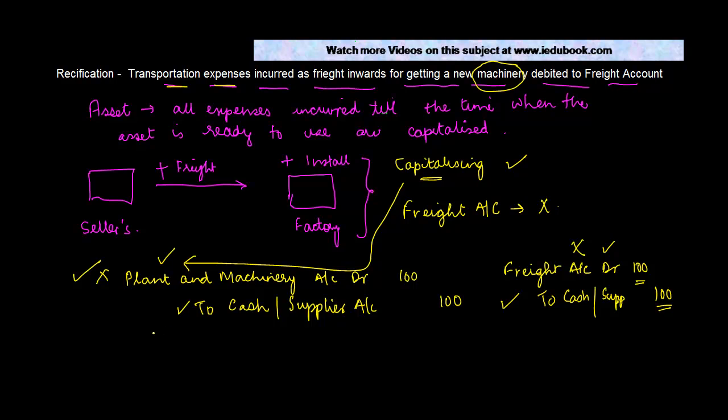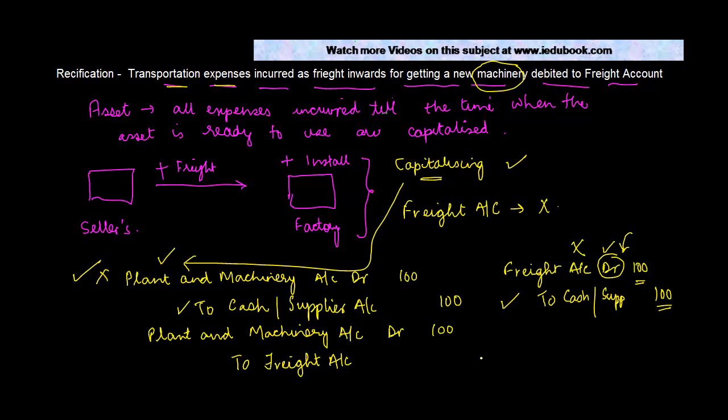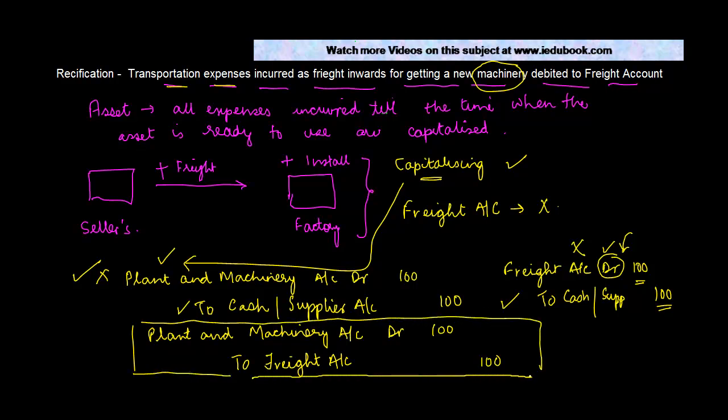So now to rectify, what do I do? First thing is I do what is correct. Always do what is correct in life. That is very important. Else wherever you might be, whatever you might get screwed. So plant and machinery account debit. Now this freight account was wrongly debited. If it was wrongly debited, to correct it, what do I do? I will credit it. So I credit the freight account by 100. And this basically becomes my rectification entry.